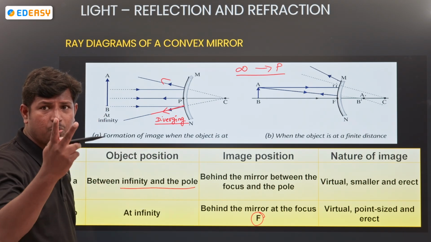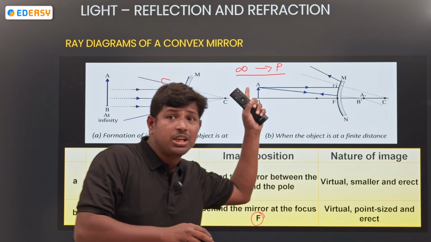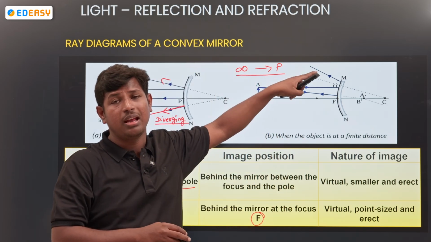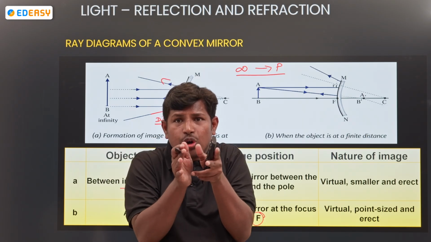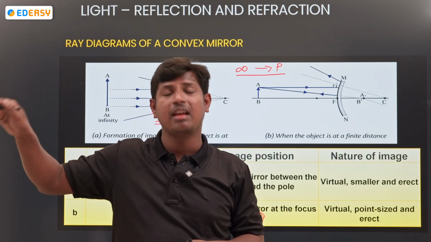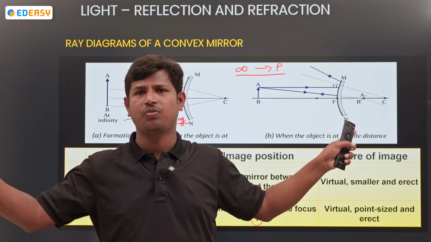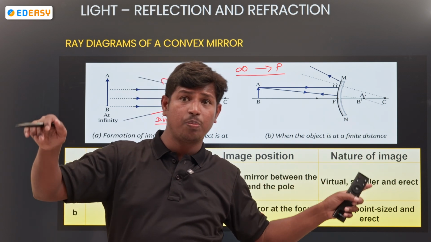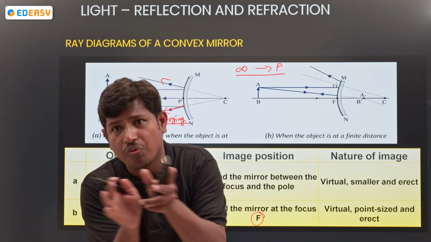Okay, remember the two points. What are the two points? If you take an object at infinity to pole, where will you get the image? Between pole and focus. If the object is at infinity only, the image is at focus. There is no change in that. Object at infinity, image at focus. In between infinity and pole, the image also takes place between pole and focus.